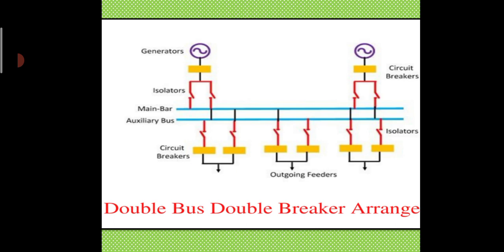Its disadvantage is that it is more expensive. If circuits are not connected to both side buses, the bus bar loses half the circuits for breaker failure and interrupts supplies.